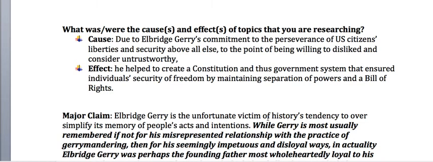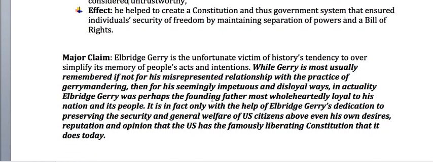Due to Elbridge Gerry's commitment to the perseverance of U.S. citizens' liberties and security above all else, to the point of being willing to be disliked and considered untrustworthy, he helped to create a constitution and thus government system that ensured individual security of freedom by maintaining separation of powers and a Bill of Rights. Okay, so pretty clear. Then I wrote that into a major claim. Now, this first part isn't really a major claim. It's kind of part of my argument, but it's not the significant one. Here's my significant argument. So let's read through it.